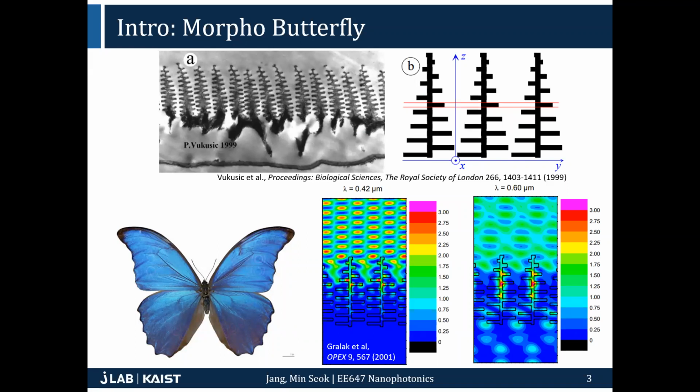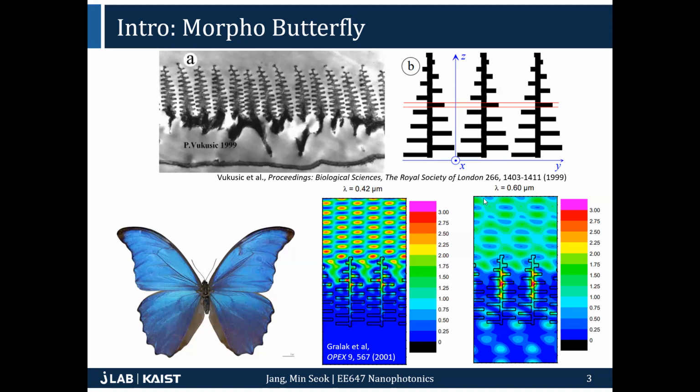The natural example of a photonic crystal is the wing of the morpho butterfly. If you zoom in on the surface of the wing of a morpho butterfly, it looks like this. It has a periodic structure. If you model this structure in an optical simulation and shine blue light, lambda equals 0.442, you can see most of the light is reflected back, forming a kind of standing wave structure on top.